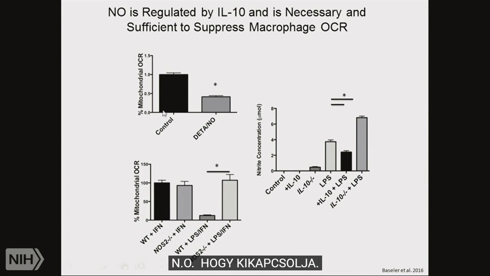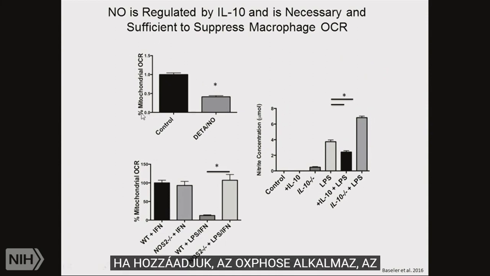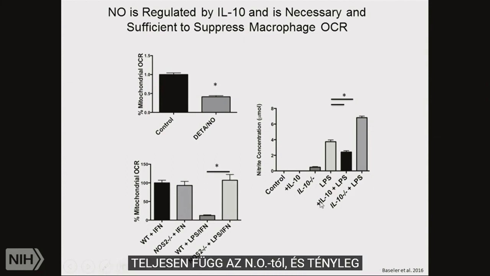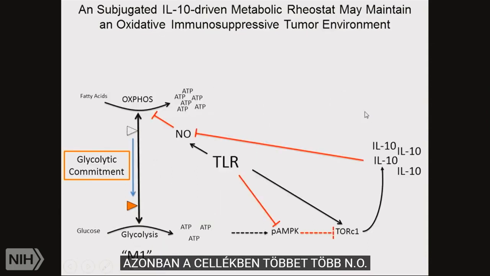So let's see. Well, if we add DETA-NO, the oxphos goes off. That's good. If we make the oxphos go off, but we do it in a NOS null, no effect, right? So it's entirely dependent on the NO. And in fact, we can show that the IL-10 regulates that because IL-10 null cells make more NO. So the cell, and I think I summarized it here, is regulating glycolytic commitment by the production of IL-10 and its effect on the redox molecule NO.